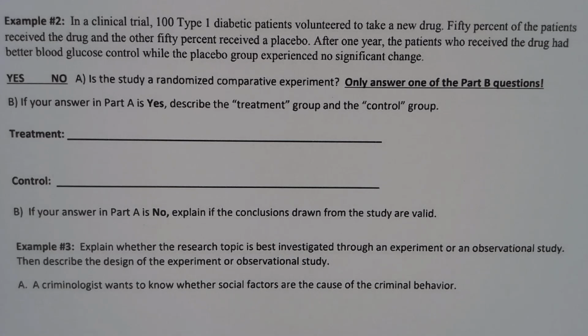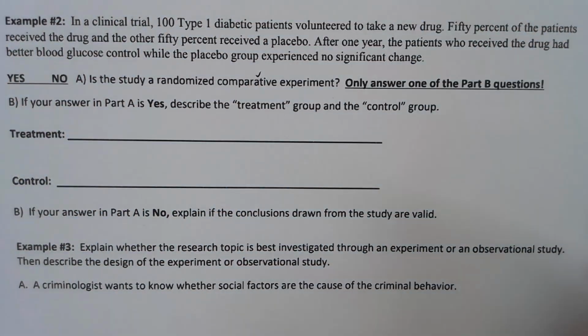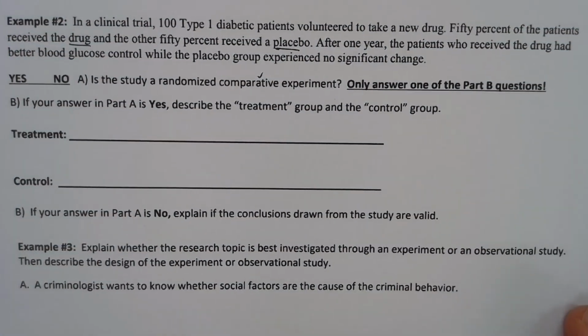In a clinical trial, 100 type 1 diabetic patients volunteered for a new drug. 50 of the patients received the drug, and the other 50 received a placebo. After 1 year, the patients who received the drug had better glucose control, while the placebo group experienced no significant change. Now on this one, is it comparative? Yeah, it sure is, because we have a placebo and we have the drug. So we're going to compare those two groups at the end of it.